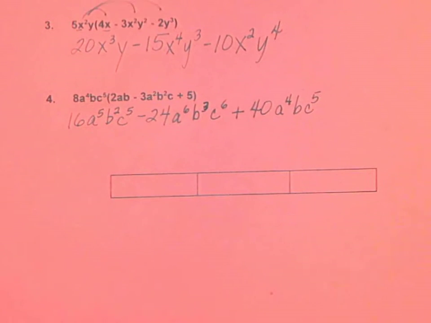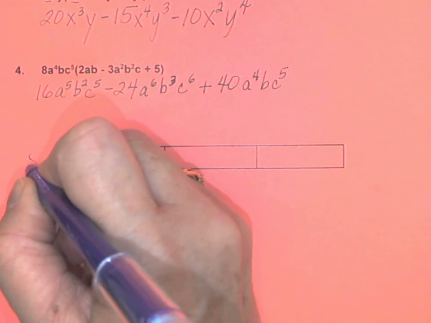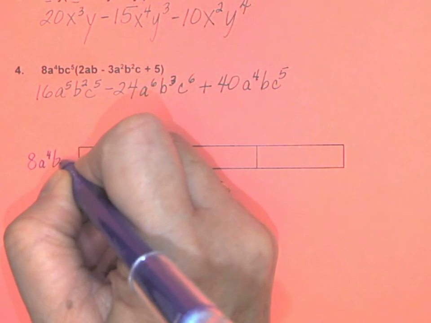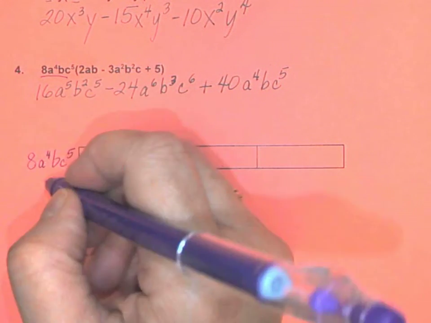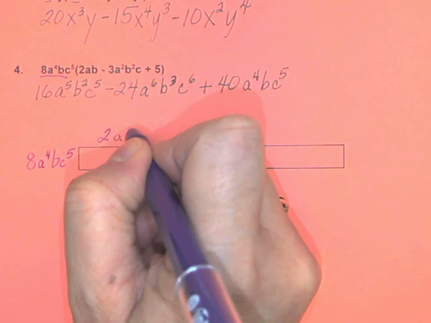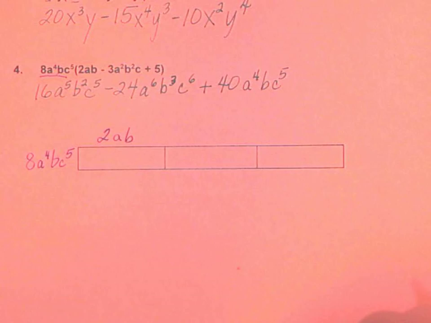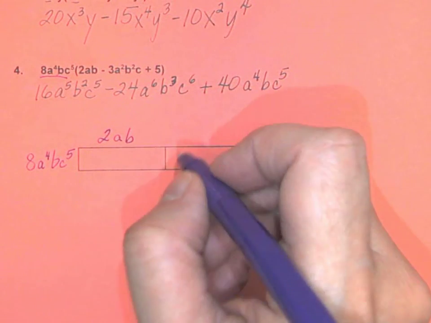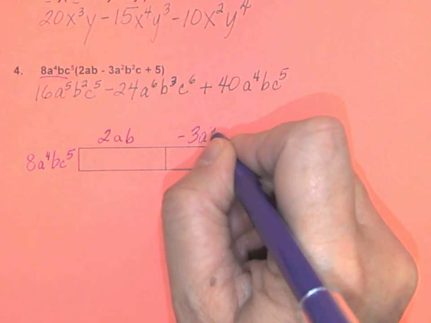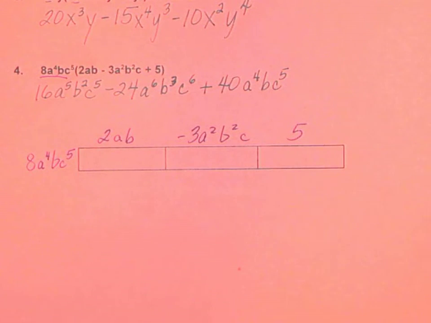Now, some people like to use a strategy called the box method when they do this problem. So let's do this last one with what I would call the box method. You would put your monomial in front of the parentheses right here, and then you would put each term that you're multiplying by over a box. So since this is a 1 by 3, I made a 1 by 3 box. I'm going to put the 2ab here, the -3 a squared b squared c, and then the +5.